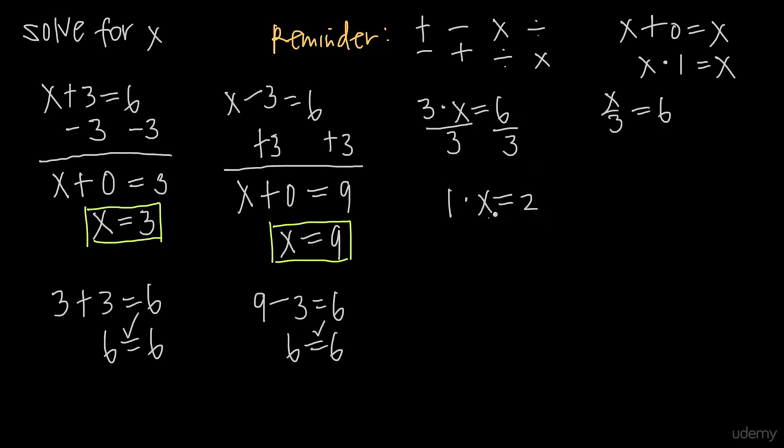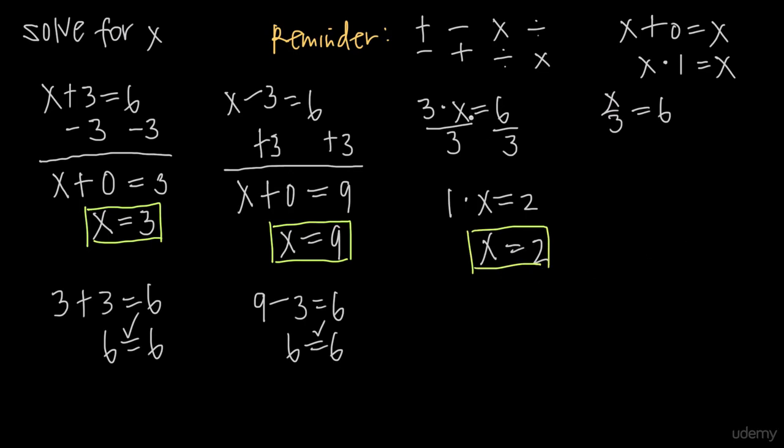1 times x, this goes back to my identity number property. 1 is the identity number for multiplication and division. In other words, if I multiply something by 1, it doesn't change the value. X times 1 is still x, so multiplying by 1 doesn't change the identity of x. So on the left-hand side, I still have x, and on the right-hand side, I have 2. So I think that x equals 2 is going to be my solution, but let me double check myself.